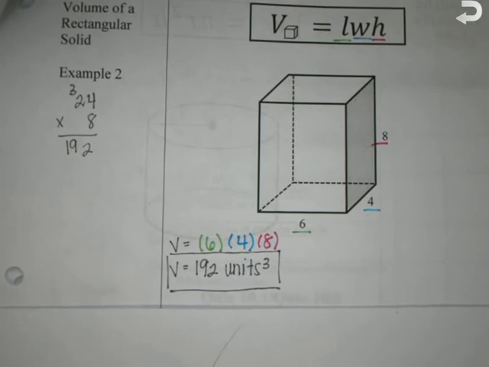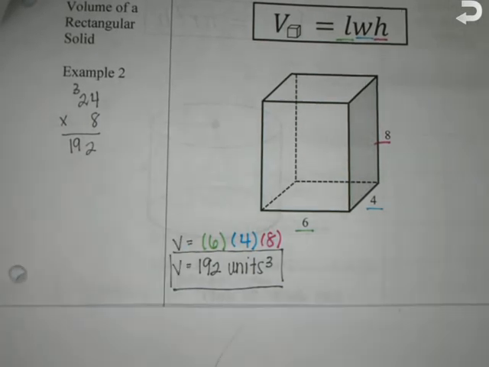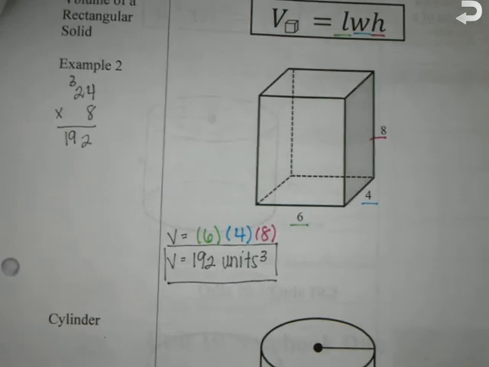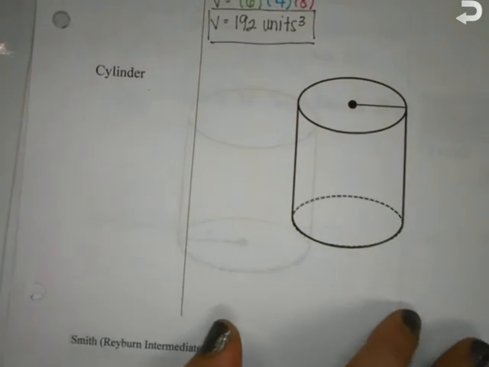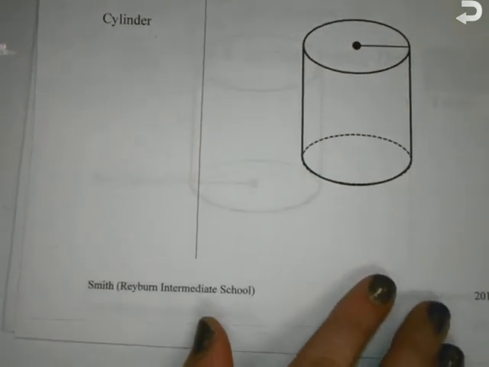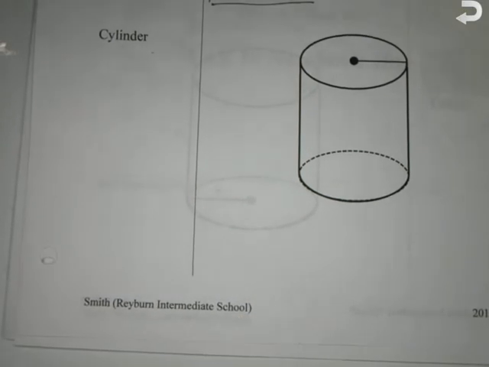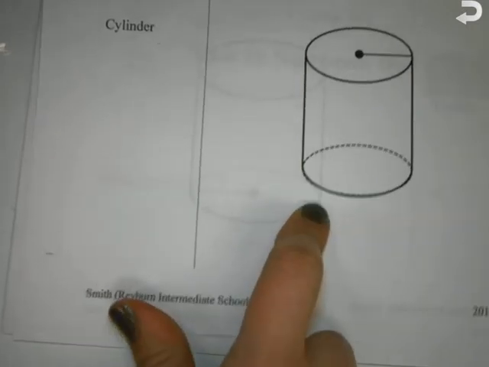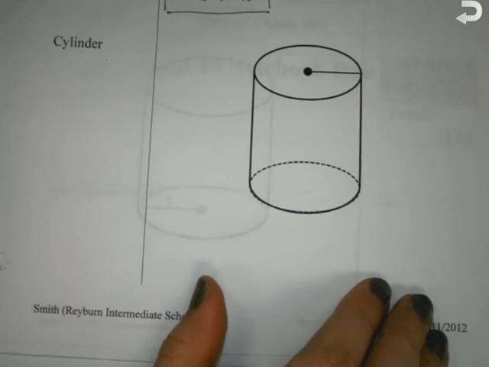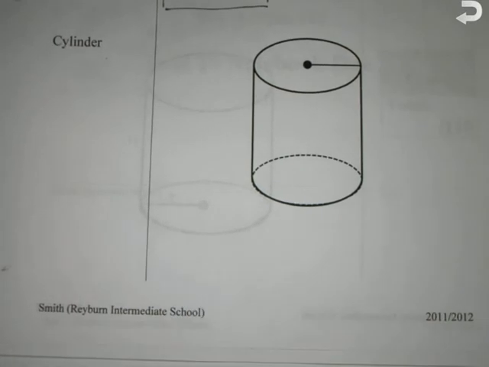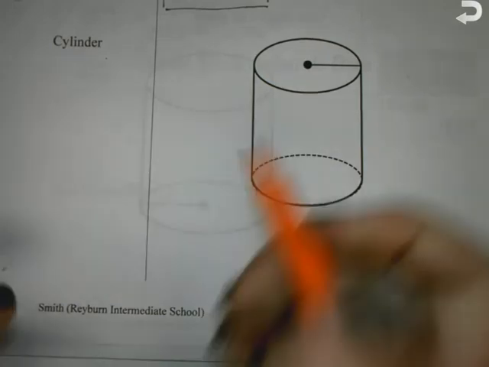Cylinder. Okay, a cylinder is also a three-dimensional object. It's like this mug. This mug is a cylinder. So it is a three-dimensional object, so we are going to find the volume. But first we need to label something. What part is this? Radius. The radius. Good. So label it.